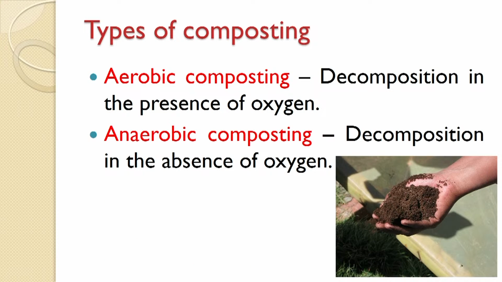So next comes the types of composting. Conventional composting is divided into two groups of methods: one is aerobic composting, another is anaerobic composting. Aerobic composting is done where oxygen is present in the surrounding environment, while in anaerobic composting oxygen is absent. In this natural process of composting, it takes a higher amount of time to convert the organic waste into our desired compost. Here, aerobic composting takes less time compared to anaerobic composting.